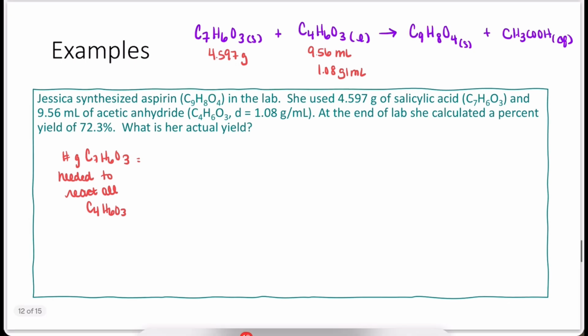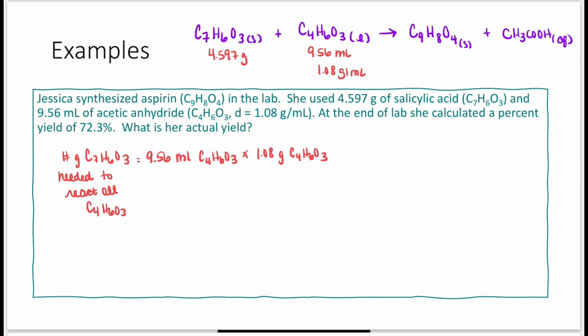So I've got 9.56 mL of the C4H6O3, and this has a density of 1.08 grams for every 1 mL. Notice I'm intentionally writing down the unit of what I'm looking at right next to the species because it's going to get really confusing really fast otherwise. The only difference between these two things is this 7 versus the 4 here. I need to be writing down exactly what I'm looking at. That cancels my mL and gets me into grams of the acetic anhydride.